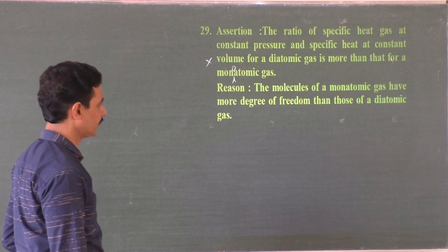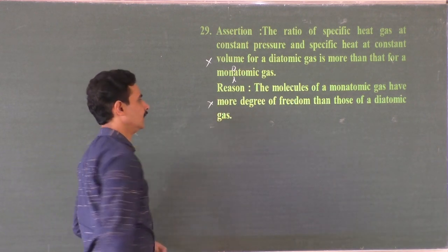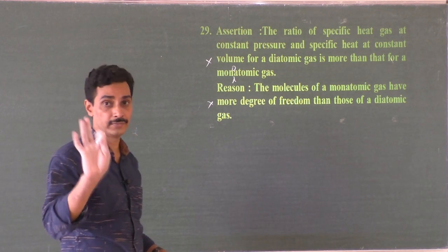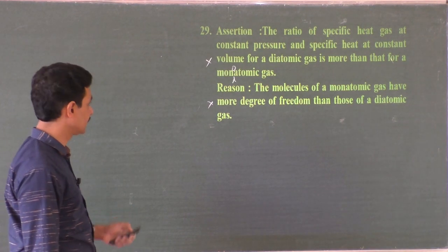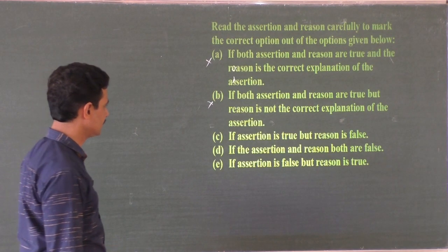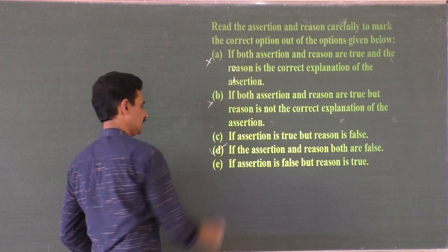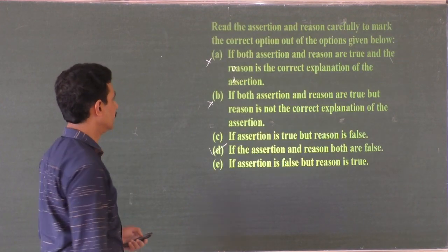Reason: molecules of a monoatomic gas have more degrees of freedom than those of diatomic gas. That is also wrong, because molecules of monoatomic gas have only 3 degrees of freedom compared to diatomic 5. So assertion is wrong, reason is also wrong. If the assertion and reason both are false, it is option D. So you have to mark D, both assertion and reason are false.